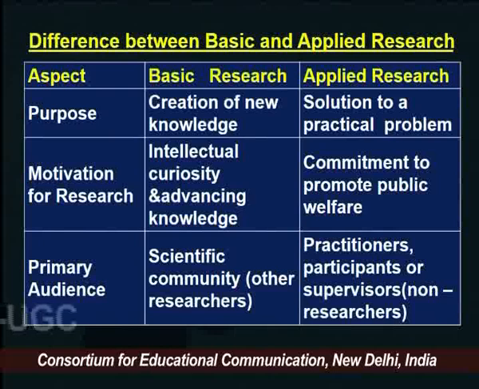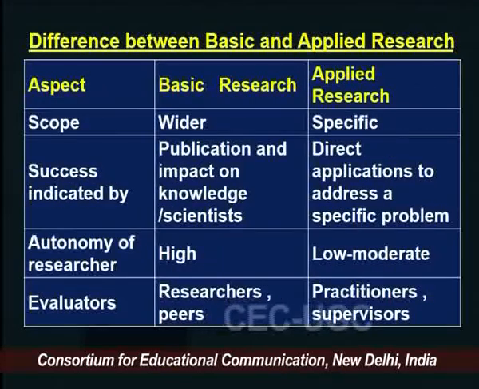The primary audience for basic research is the scientific community, that is other researchers, whereas the primary audience for applied research includes practitioners, participants or supervisors, who may be non-researchers. If we look at the scope, basic research has a wider scope as compared to applied research, which has a more specific scope, because we have already seen that it is more problem oriented, seeking a solution for a specific concern or issue. So it has a specific scope.